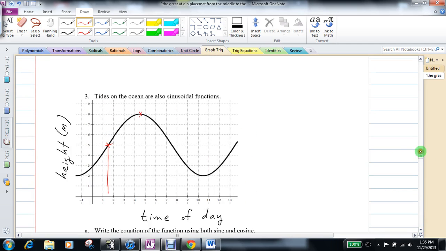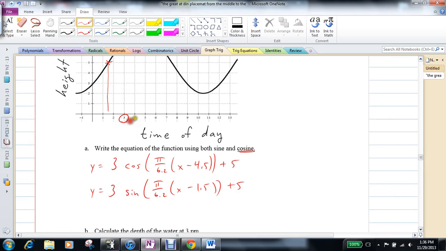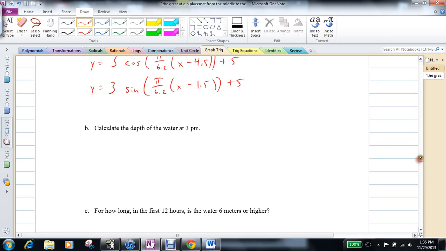Now, if I look at this graph for letter B, the depth of the water at 3 p.m., well, 3 p.m. is not right here. Notice that we've gone from a time of day of 12 to 13, so we're playing with the 24-hour clock. So 3 p.m., based on the 24-hour clock, is a time of 15. So I would plug my equation into my calculator. I would trace at x equals 15, and you're going to get a height of 6.71 meters.